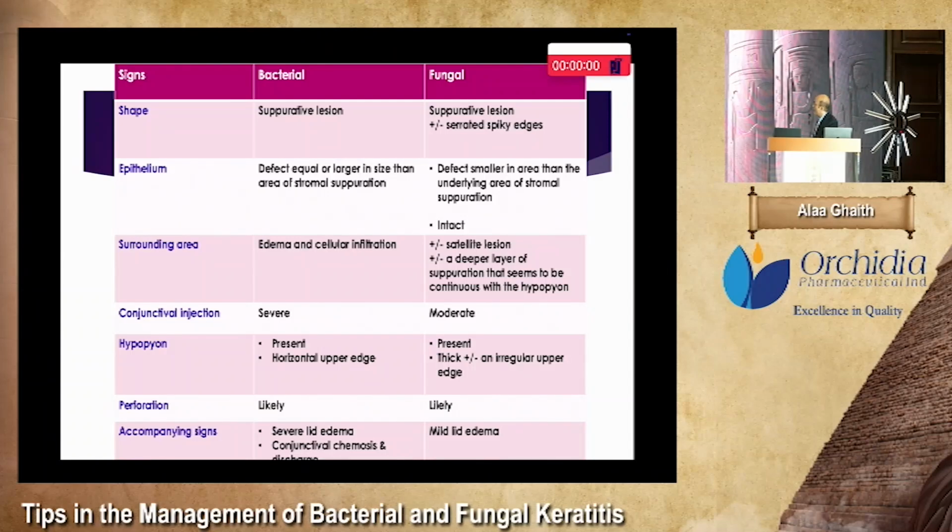In the fungal keratitis, you can find satellite lesions or a deeper layer of suppuration that seems to be continuous with the hypopyon. You can see that the back side of the lesion is continuous with the hypopyon itself. The conjunctival injection is severe in bacterial, moderate in fungal. The hypopyon is present in both cases, but with a horizontal upper edge in the bacterial, with a thick, regular upper edge. Perforation is likely in both situations, and severe lid edema, conjunctival chemosis is present in bacterial keratitis.